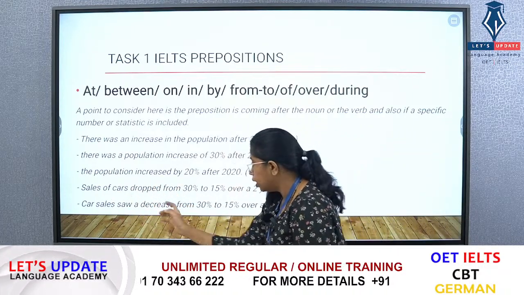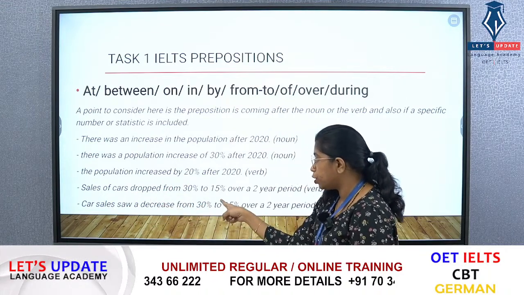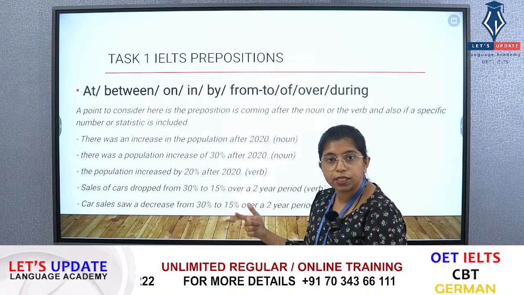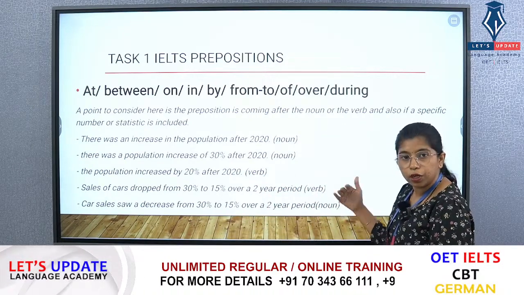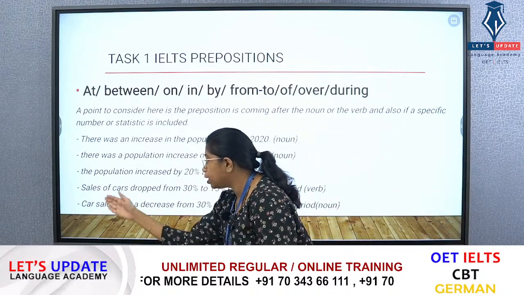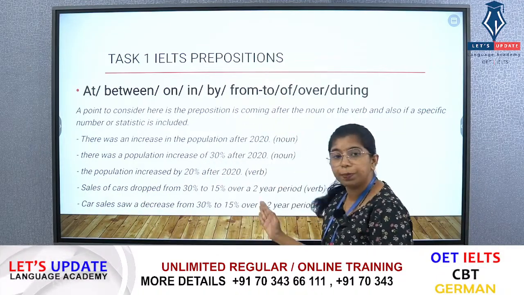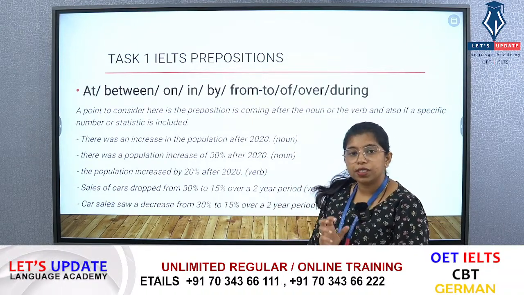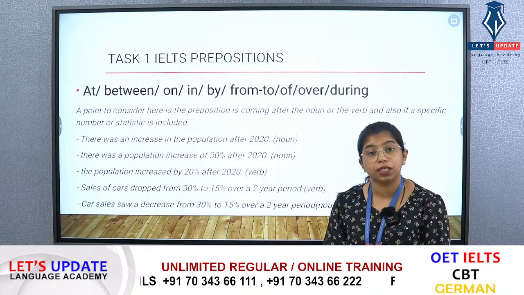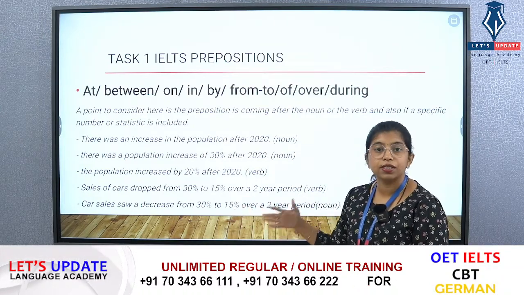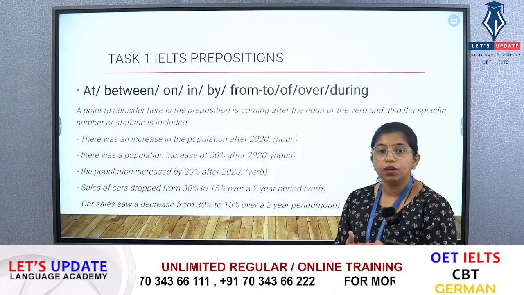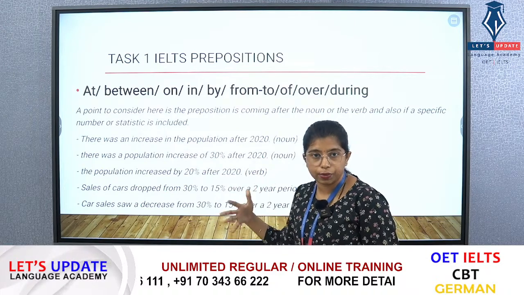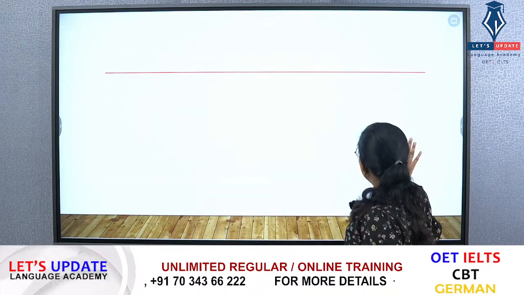Sales of cars decreased from 30% to 15% over a 2 year period. Okay, we can write the same sentence in a different way by just changing the verb form to noun. Then the car sales saw a decrease from 30% to 15% over a 2 year period. Okay, so this is the way you can just paraphrase the sentence. You can interchange the sentence structure from noun to verb form, so that you can avoid monotonous writing as well.